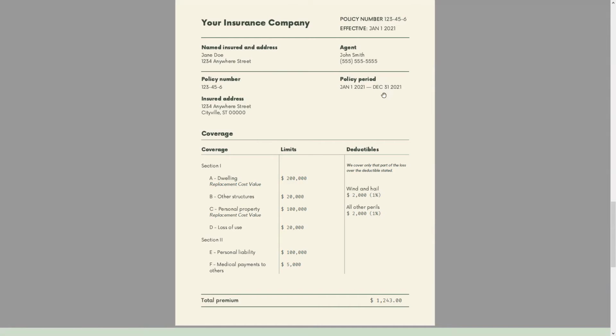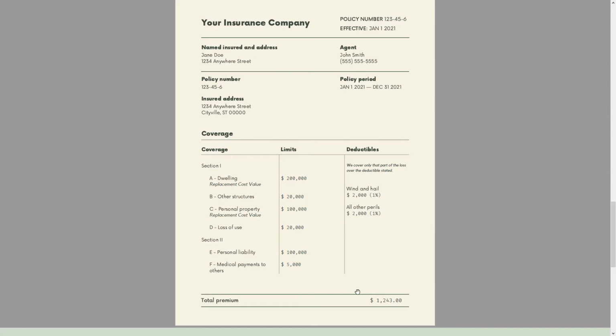The policy period is outlined here. Be aware of the effective dates. If you let your policy lapse, your mortgage company might force insurance on your home. And insurance provided by mortgage companies is not cheap. Mortgage company is often listed on the declarations page as well.